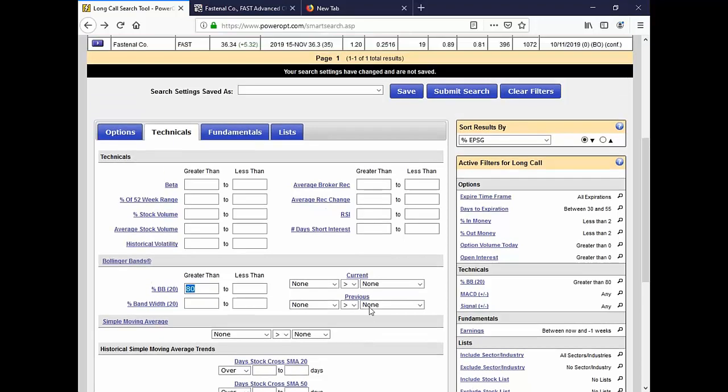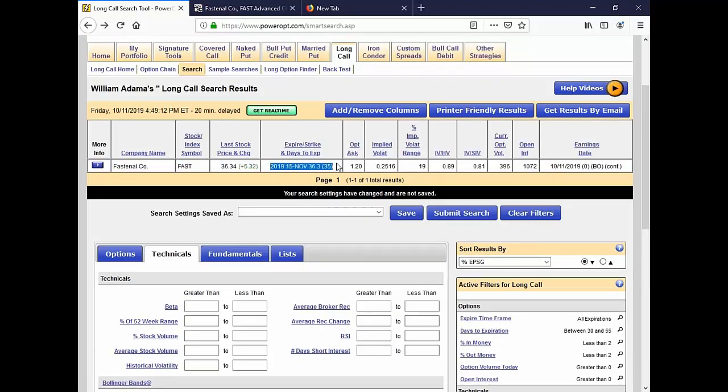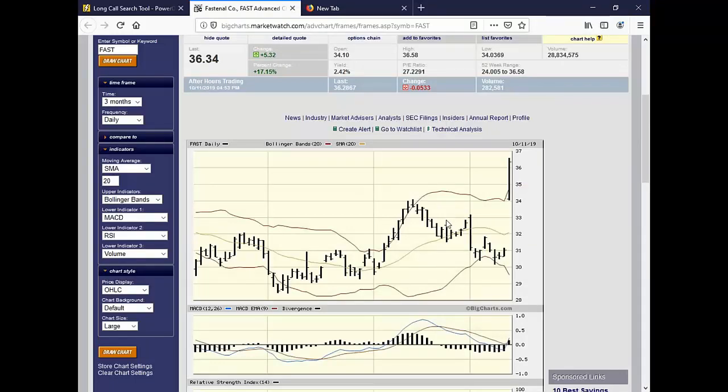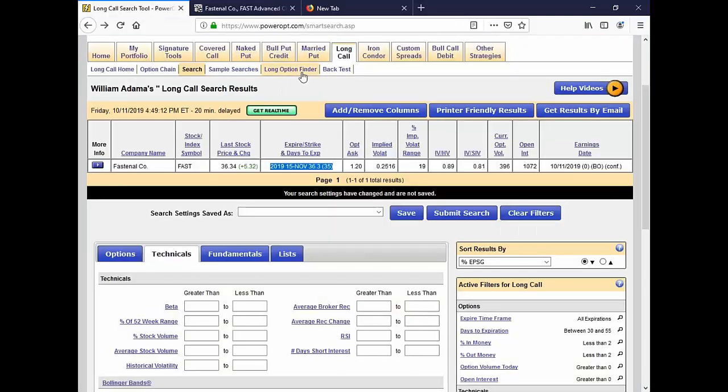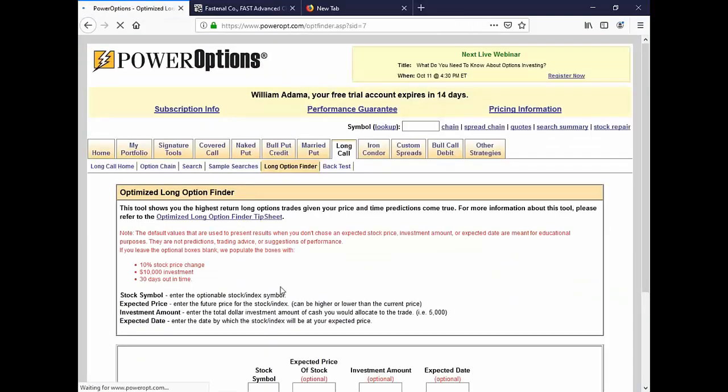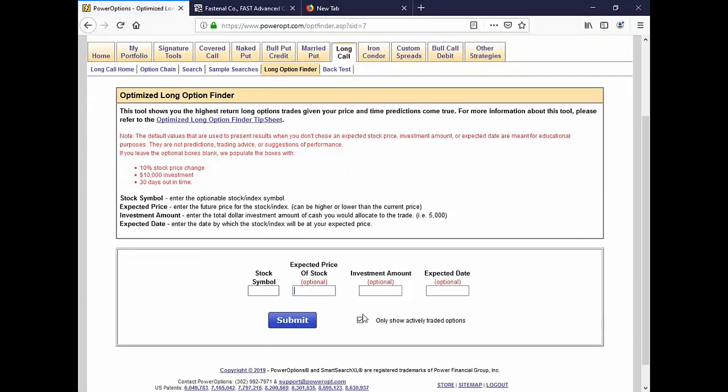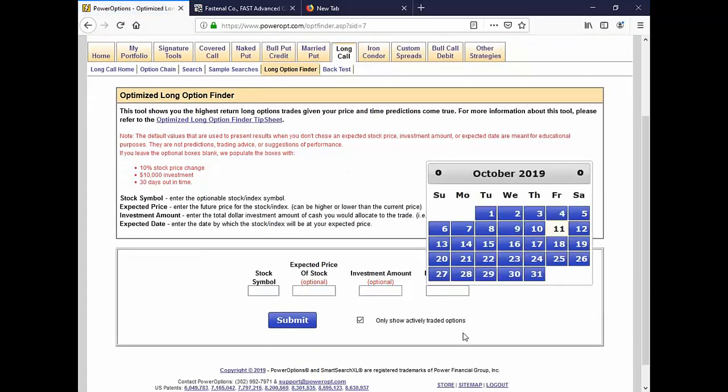Okay? But I wasn't positive if this was going to be the best strike. I want to look at the stock chart at that point. Use your voodoo that you use, Thomas, and see where your projection is going forward. If you think it's going to continue to run, get a price target for whatever time frame you think is a reasonable price target. Go to the long option finder, put in that criteria, your stock symbol, your expected target, investment amount, and your expected date.